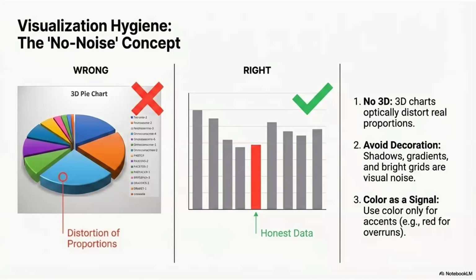The second important aspect is the rejection of unnecessary decor. Various artistic shadows, complex gradient fills, and overloaded and overly bright grid lines in the background only distract attention. A true analytical tool should be as clean and concise as possible. In such a strict system, color becomes a powerful managerial signal. It is used not for aesthetics, but exclusively for contrasting deviations.